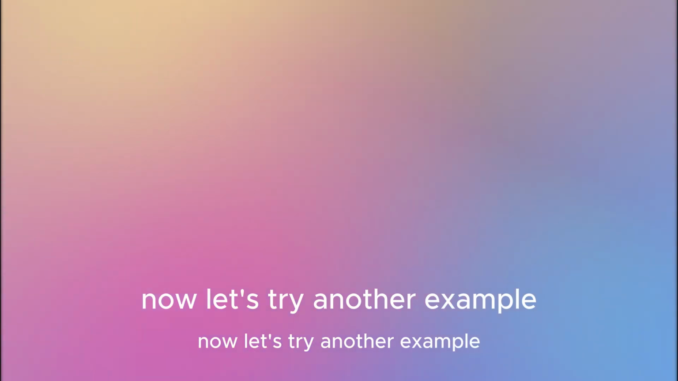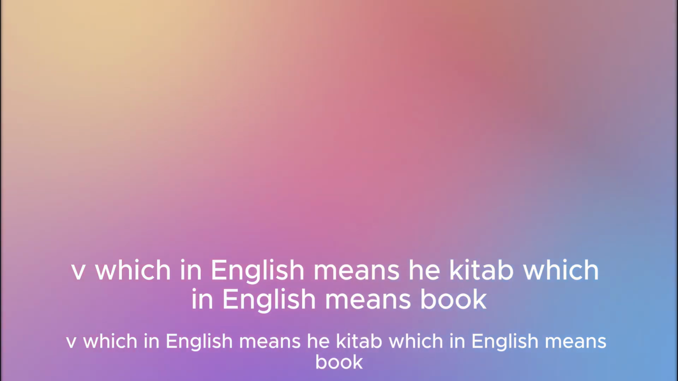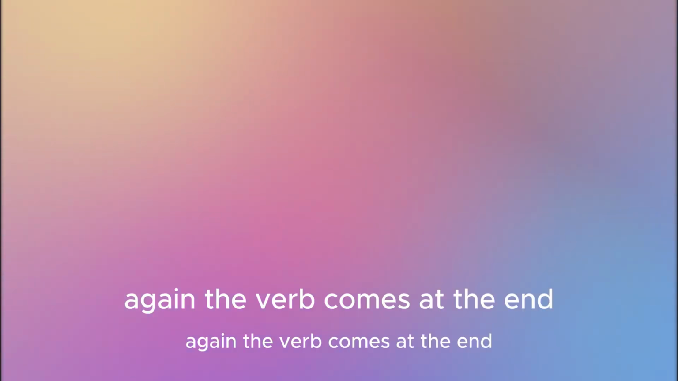Now let's try another example. वह किताब पढ़ता है, which in English means he reads a book. वह, which in English means he. किताब, which in English means book. पढ़ता है, which in English means reads. Again, the verb comes at the end.